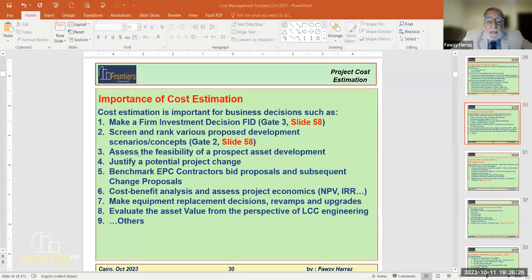One other application is making equipment replacement decisions, revamps and upgrades. Maybe some of you say this is very strange, but I've always said that cost estimation should cover all the business areas, from the owner, the consultant, the contractor, and through various stages of the development: feasibility, concept screening, development, and even after development. This equipment replacement is during the operation.